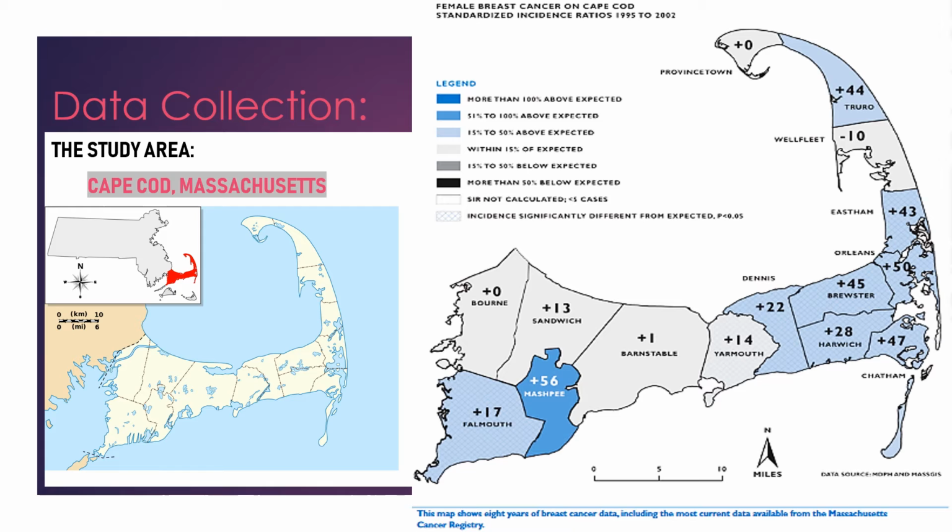Also, the map on the right from a previous study is a figure that illustrates research performed by the MDR showing female breast cancer standardized incidence ratios throughout the Cape Cod region from the period of 1995 to 2002.